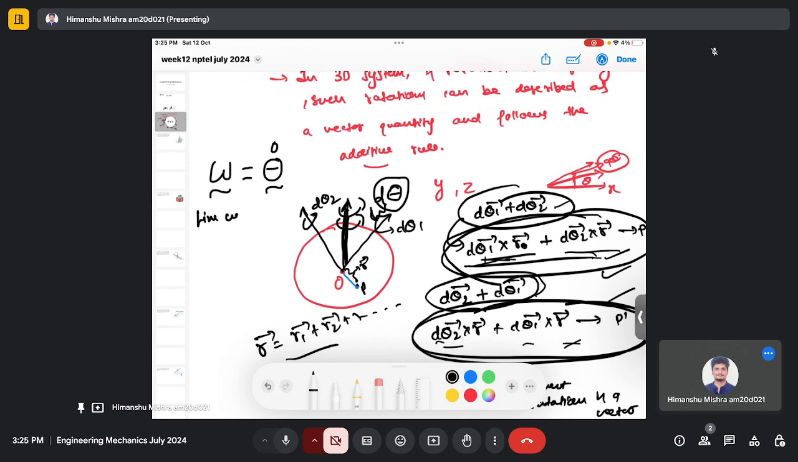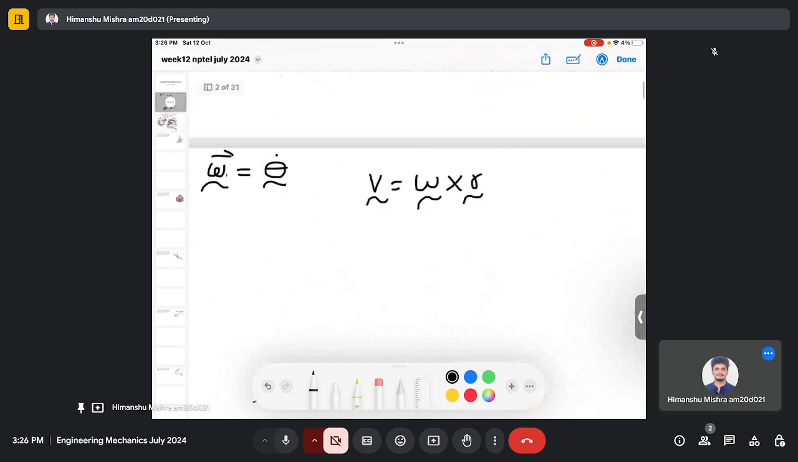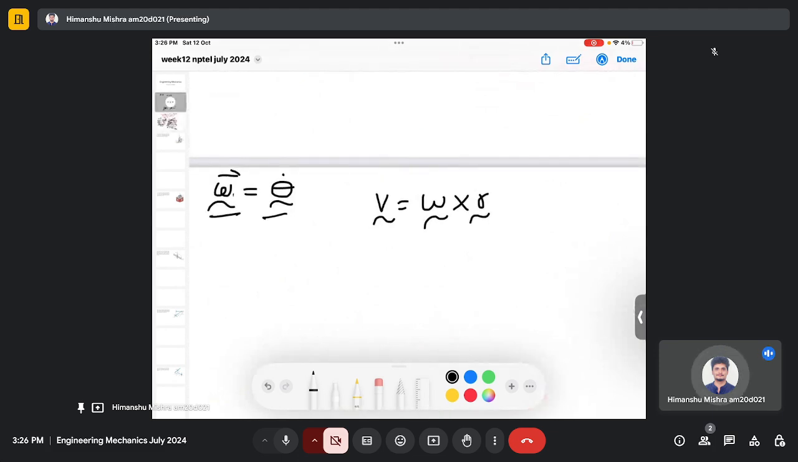The line which specifies the direction of omega and is collinear with d theta is known as the instantaneous axis. So omega can be defined as theta dot, whereas the translation velocity v can be defined as omega cross r.